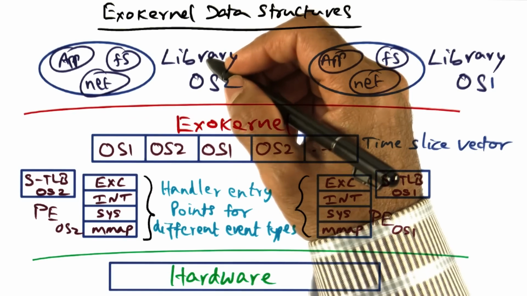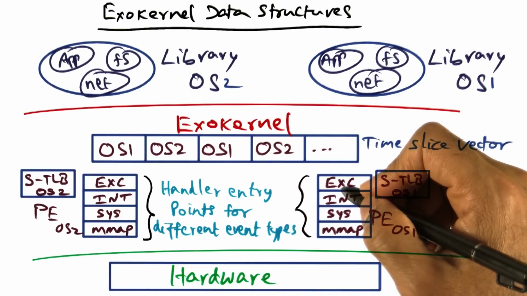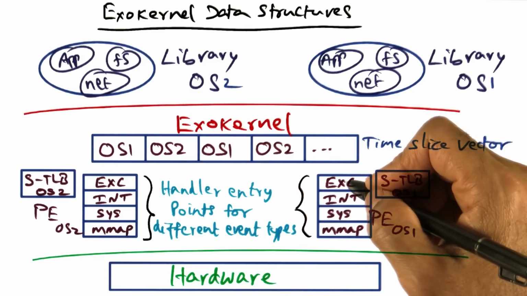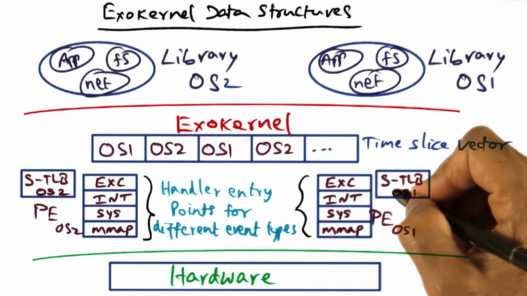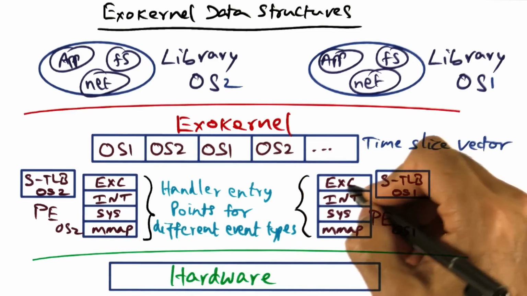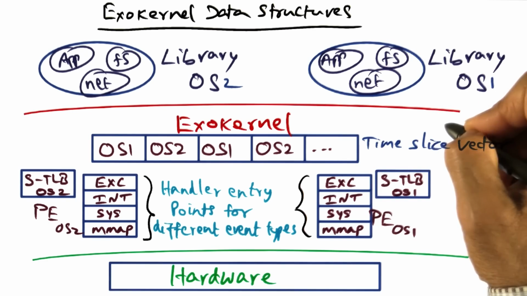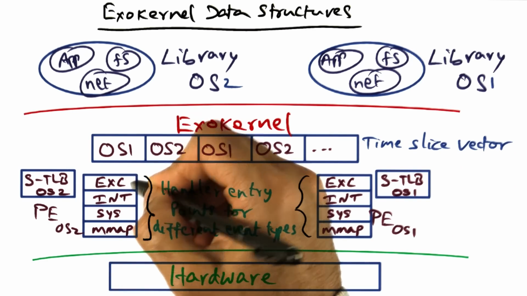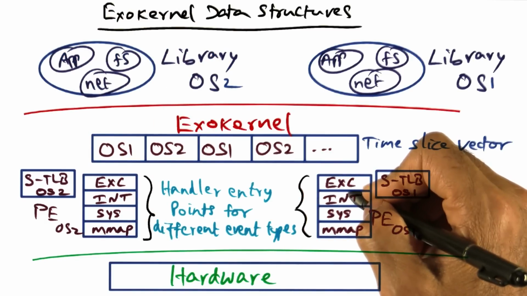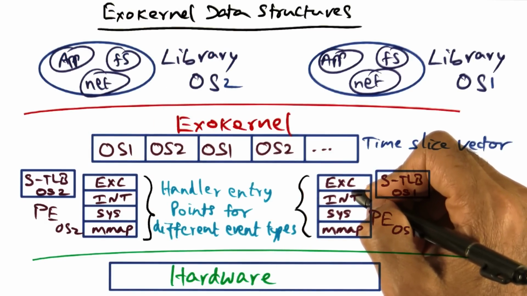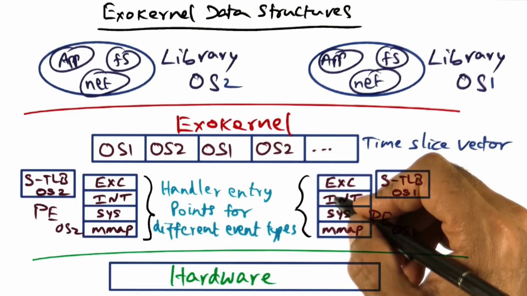To facilitate the bookkeeping needed for the different types of program discontinuities that I mentioned, Exokernel maintains the PE data structure on behalf of each library operating system. So for example, this PE data structure corresponds to this library operating system. This PE data structure corresponds to this library operating system.